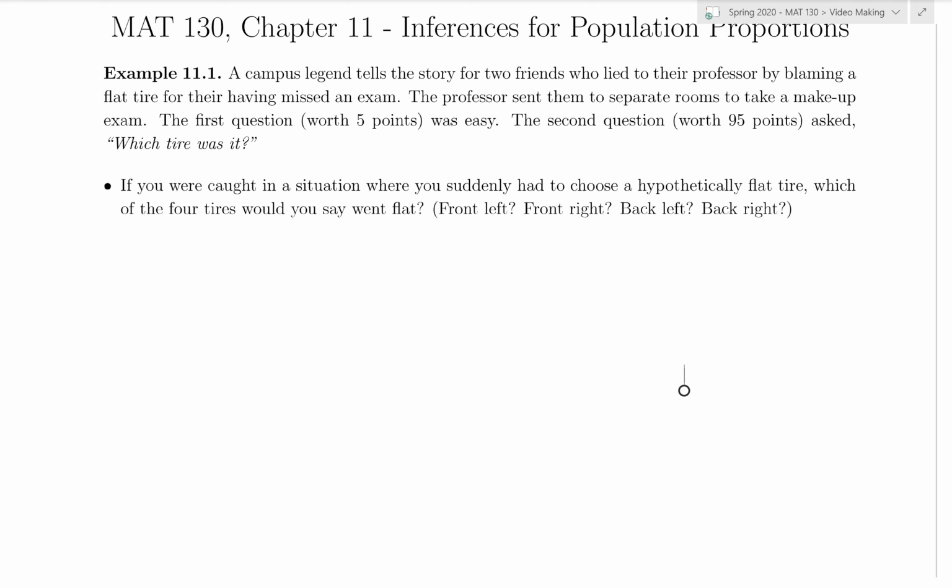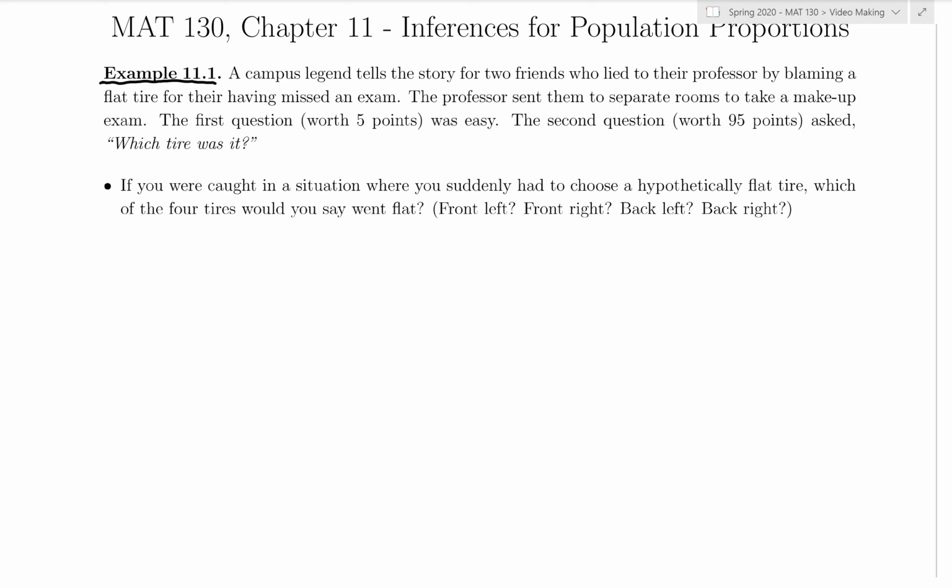Starting with Example 11.1, campus legend tells the story of two friends who lied to their professor by blaming a flat tire for having missed an exam. The professor then sent them to separate rooms to take a makeup exam. The first question was quite easy and worth 5 points. The second question, worth 95 points, asked which tire was it. And remember, they're not allowed to communicate with one another.